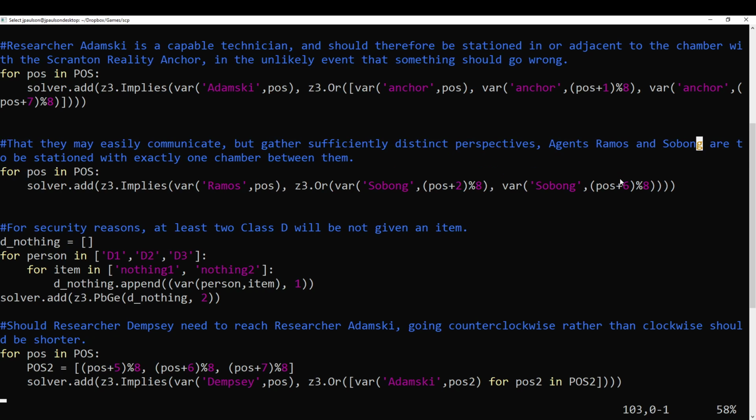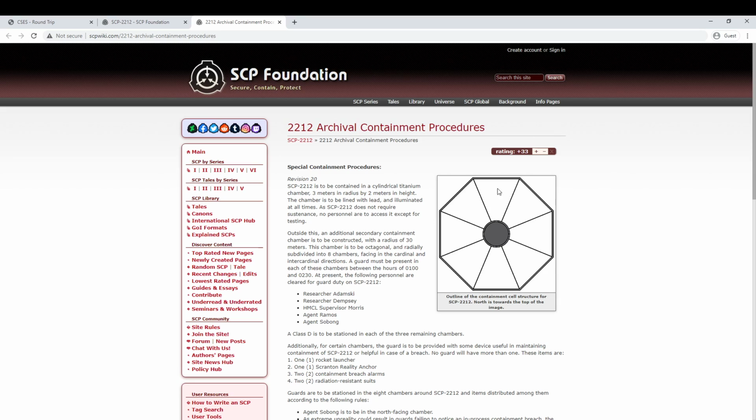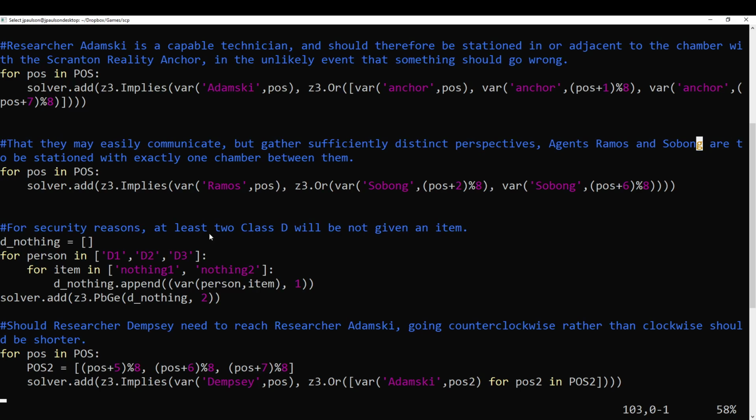Ramos and Solong have to be exactly one chamber between them, right? So like here and here, or here and here. So either plus 2 or plus 6, right? Which is minus 2. So if Ramos is on some position, then Solong should either be 2 after or 2 before.